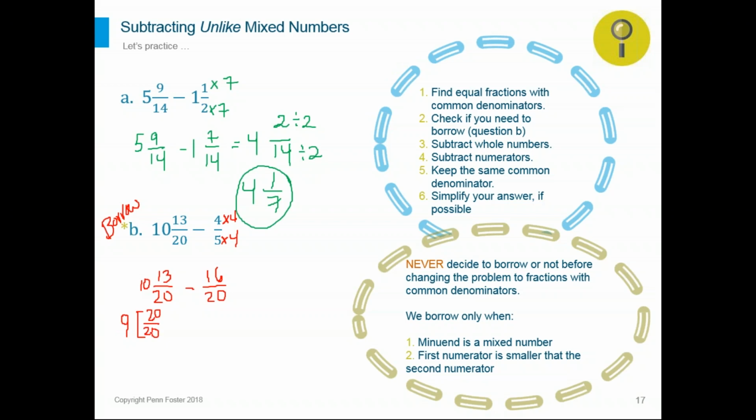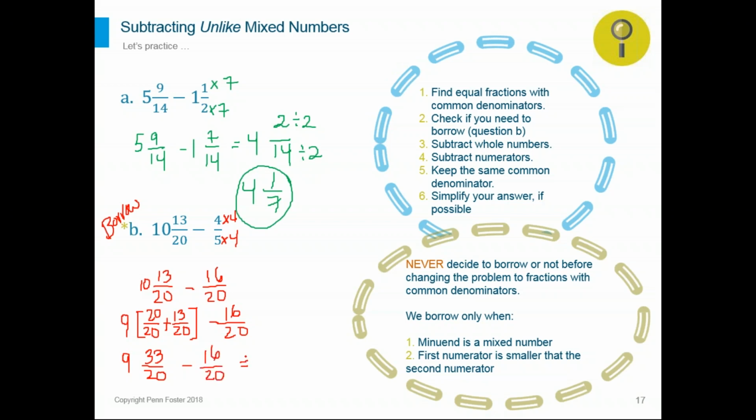And why specifically 20 over 20, not 17 over 17? Because I want to make my life easier. I have 20 in the denominators. So I'll have to add 13 over 20. This is my original fraction, minus 16 over 20. Combine the two fractions, then it will be 9 and 33 over 20 minus 16 over 20.